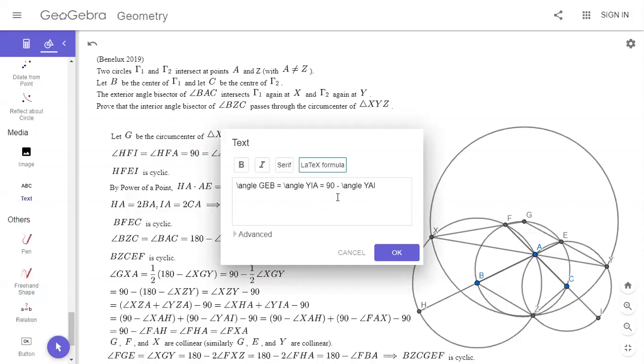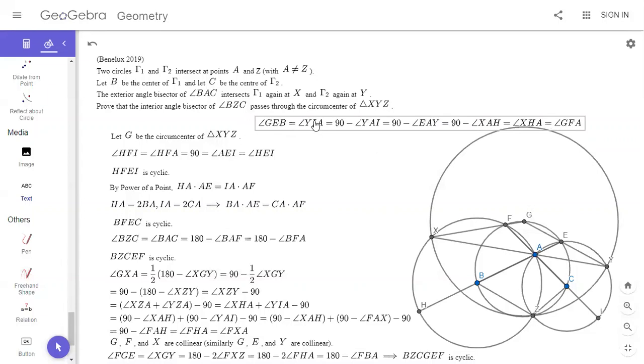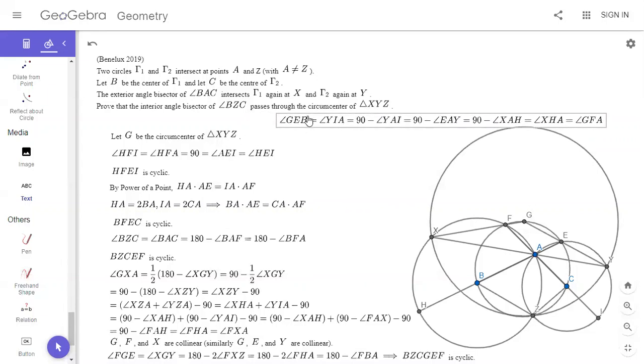Yeah, I'll just write it like this. So YIA is 90 minus YAI, which is 90 minus angle EAY, which is 90 minus angle XAH, which is angle XHA, which is angle GFA. And so that means, yeah, there we go. So all the way up here, I have that calculation.